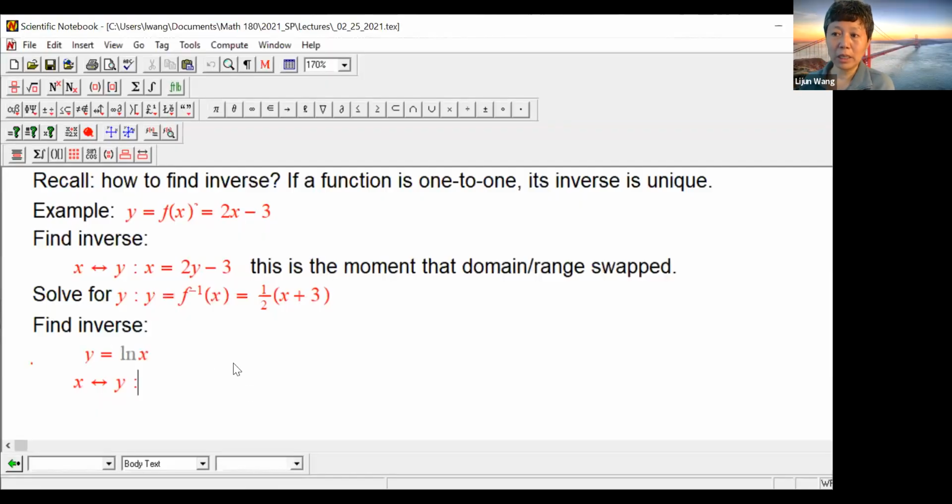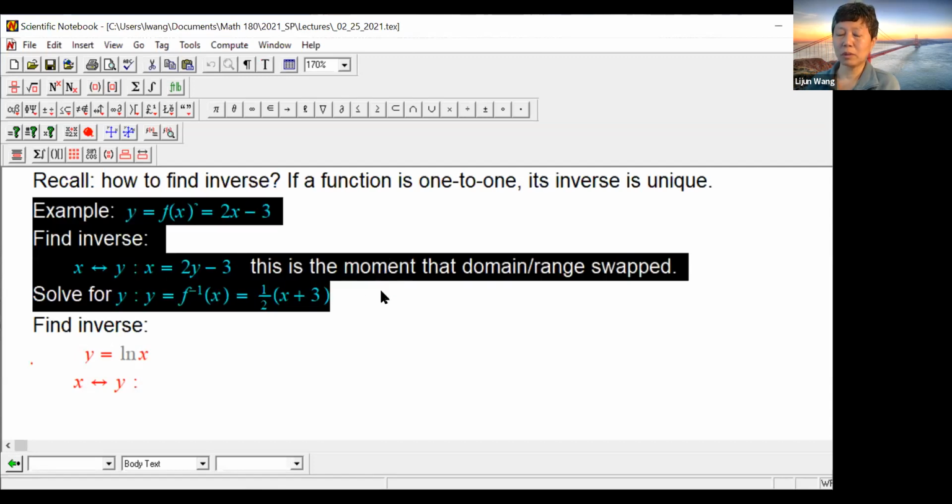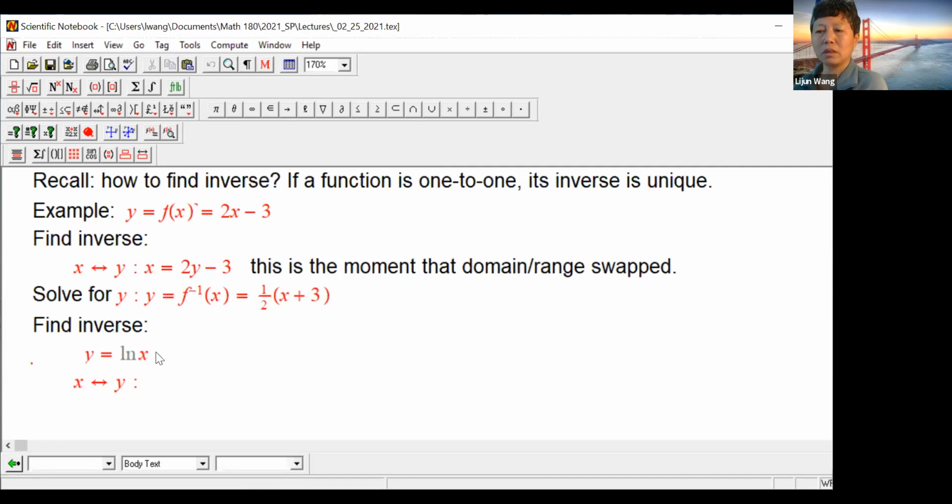Okay, there are domain issues, right? You've done these examples, I'm sure, somewhere in your past mathematical experience. But if we look at this function, ln x or e to the power x, if you look at y equals ln x, how do you find the inverse? You still do the same thing, you still swap. However, the swap comes with the domain constraint.